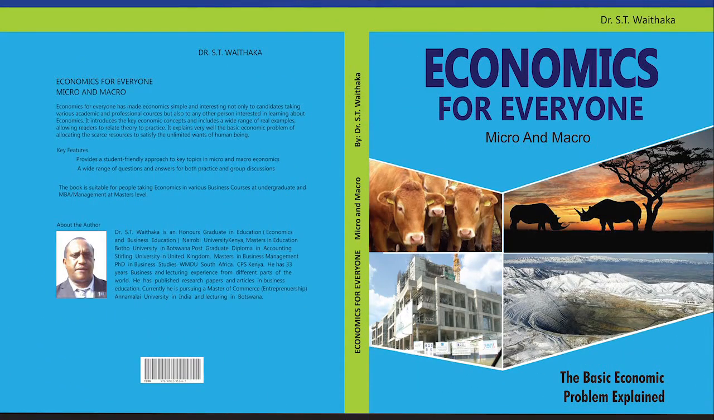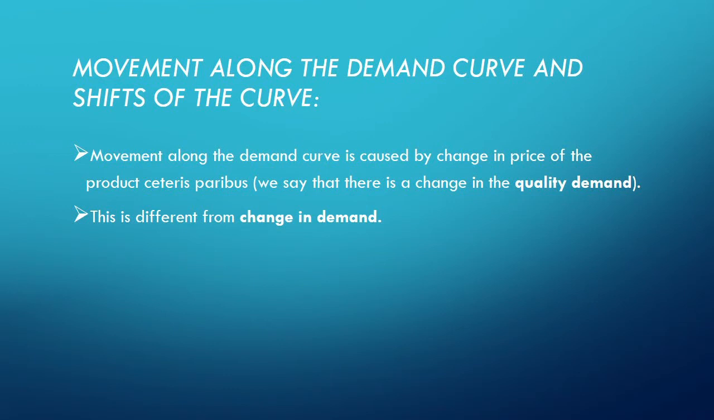Economics for Everyone, Micro and Macro by Stanley Thuku Waithaka. Movement along the demand curve and shifts of the demand curve.